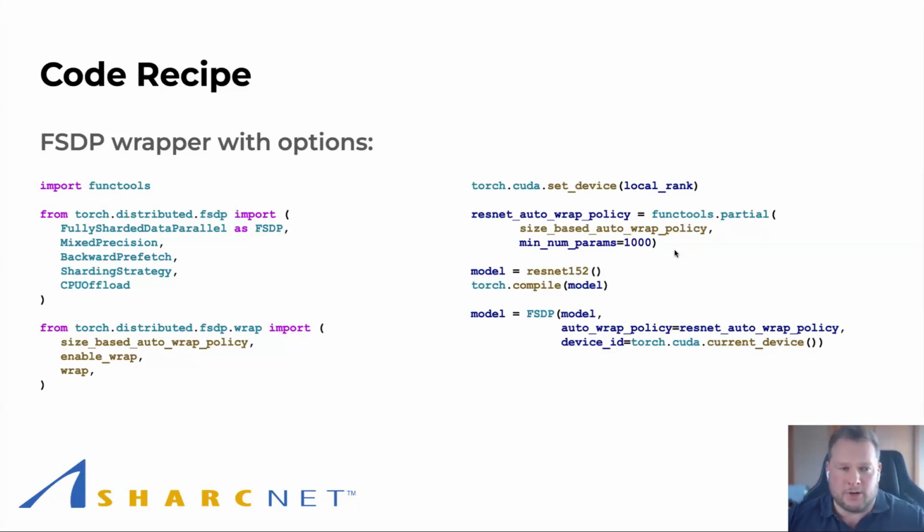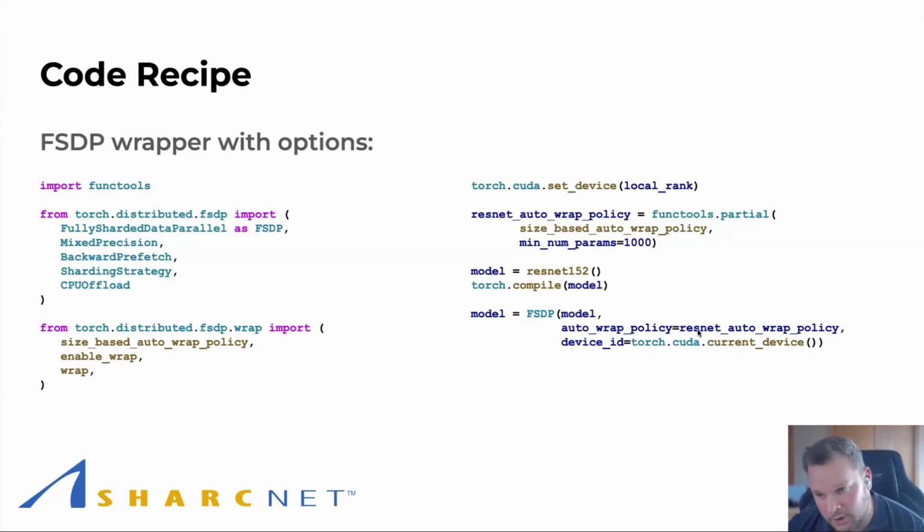And you can set this to be recursive or non-recursive. So we'll see more options for customizing this later. But essentially, the way the size-based auto wrap policy works is it looks at a submodule in your model. If it meets this minimum number of parameters, it wraps it in its own FSDP unit.